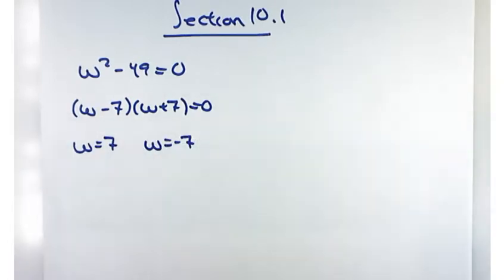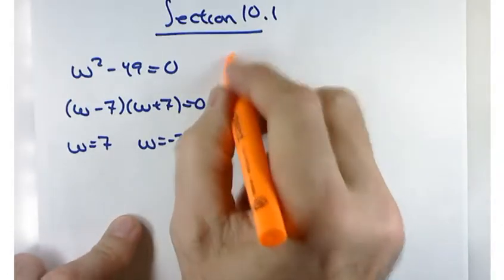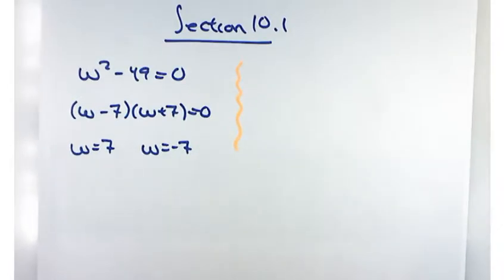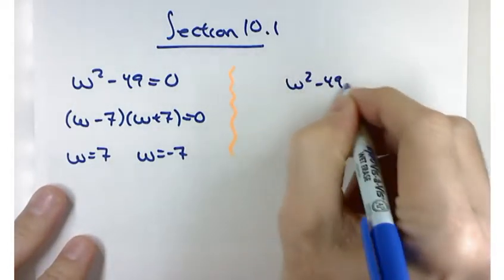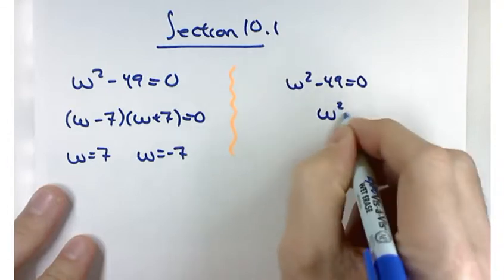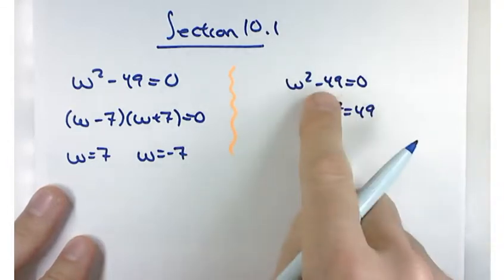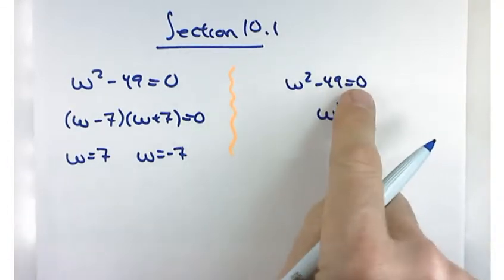So no big deal. Now, a lot of you guys have been chomping at the bit to say, well, wait a minute. Couldn't we also solve that by using the square root? So, yeah, let's take a look at it a different way. That is, w squared minus 49 equals 0. So I'll move the 49 to the other side. If it changes sides, it changes signs.